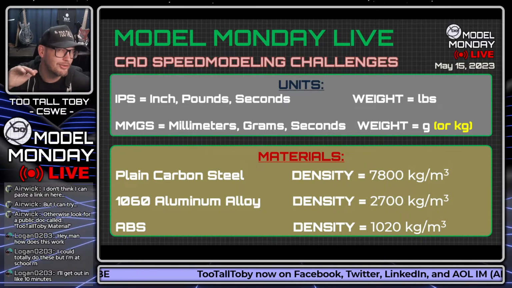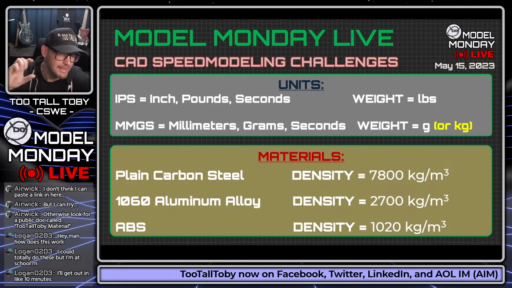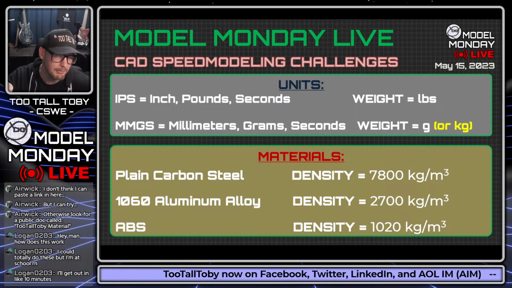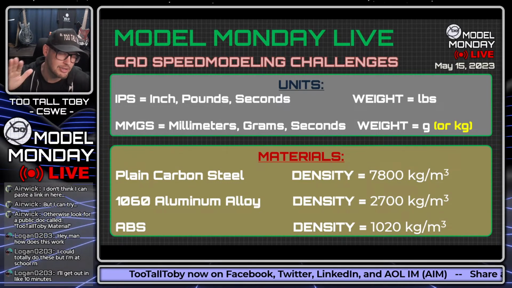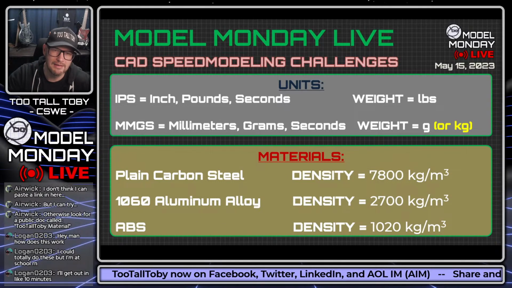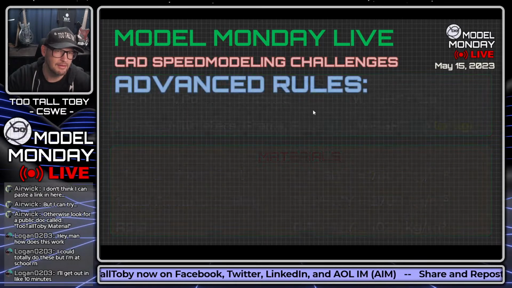Just make sure you use the correct density, because the name, 1060 aluminum, might be the same in a different CAD package, but the density could be different. So you've got to make sure you've got the correct material densities. It's always good to get a library set up that has those correct material densities, to save you a little bit of time.